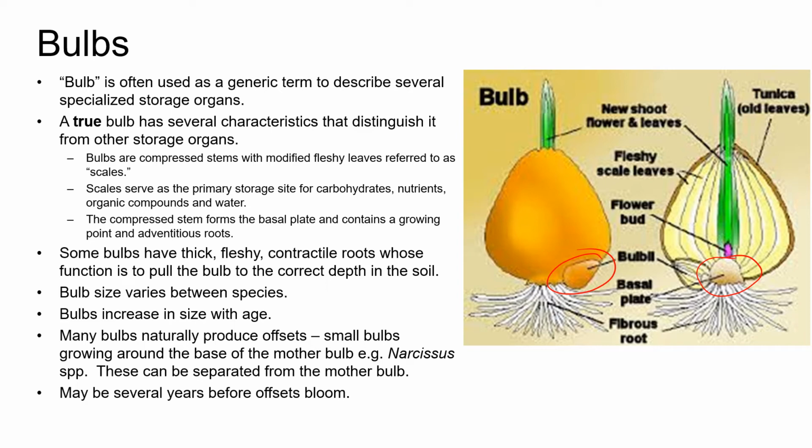These offsets will increase in size until they reach their mature size. And for some species, it may be several years before offsets bloom, although it usually takes less time than growing the plant from seed. Of course, if the bulb is a hybrid, then growing from seed isn't an option if you're wanting to clonally reproduce the parent plant.